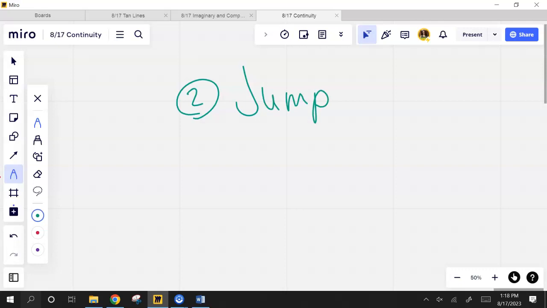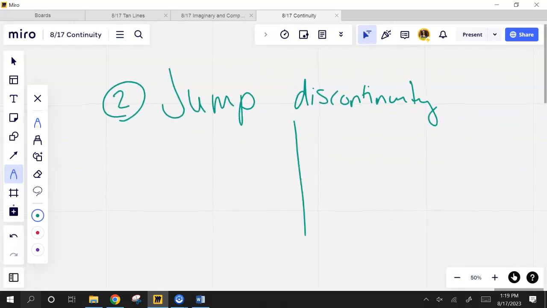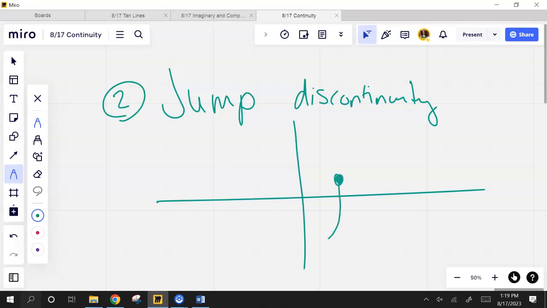Number two is a jump discontinuity. It is actually exactly like it sounds. It's a piecewise. Remember whenever we did piecewise and it's a piece of a graph and another piece of a graph? It's a piecewise that doesn't connect. Maybe it does something like this. That would be a jump discontinuity. It jumps from one point to another. There is a break in the graph.